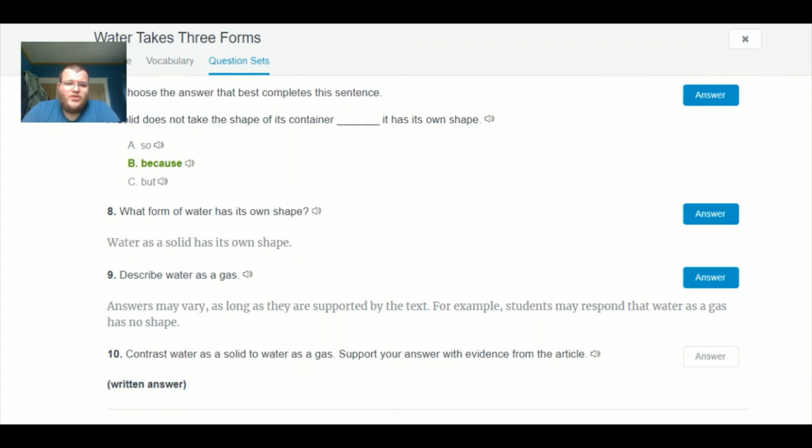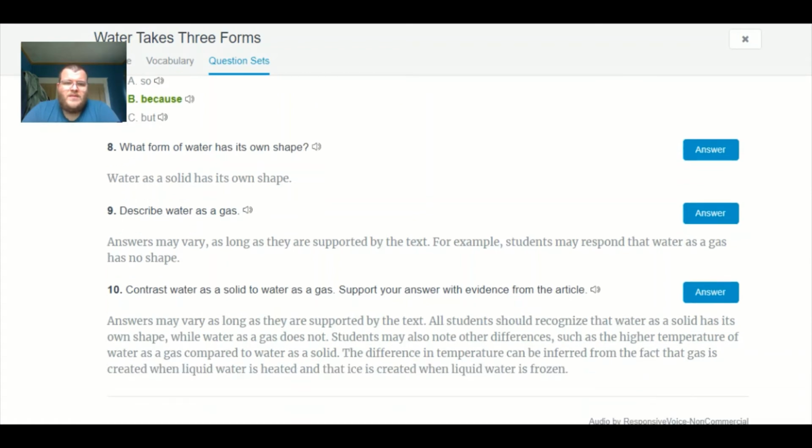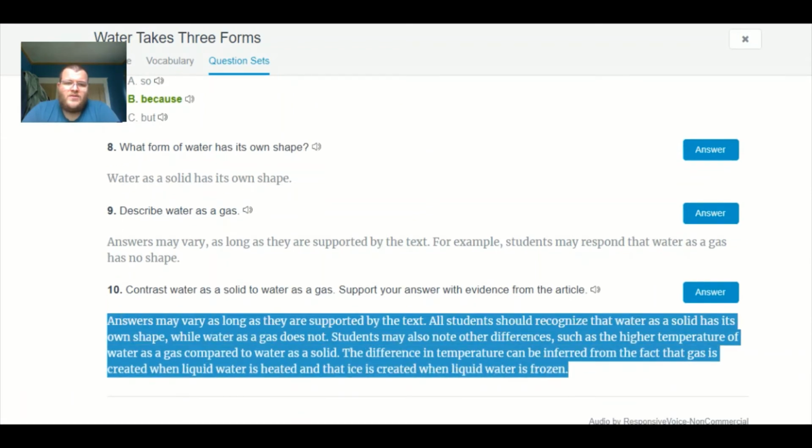Number 10 says, contrast water as a solid to water as a gas. It means, what are the differences between those two? Compare them. Support your answer with evidence from the article. Now, this is obviously going to be a long answer, so if you do not want to do it, don't worry about it for now.